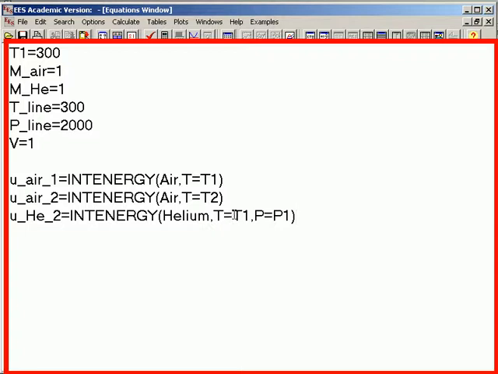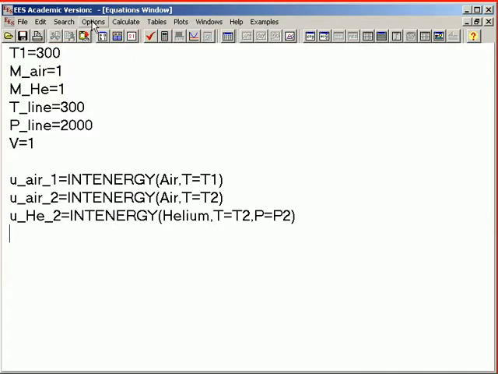The reason we need to specify both the temperature and the pressure is that helium is treated as a real gas in EES, and so the internal energy isn't solely a function of temperature. We're trying to evaluate this at the final state, so that would be at T2, and also at the pressure P2.